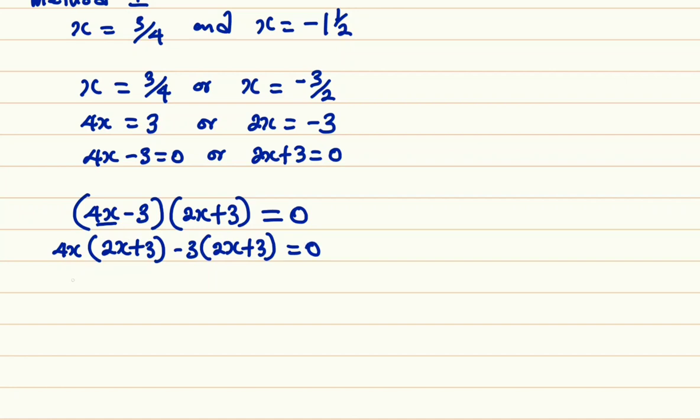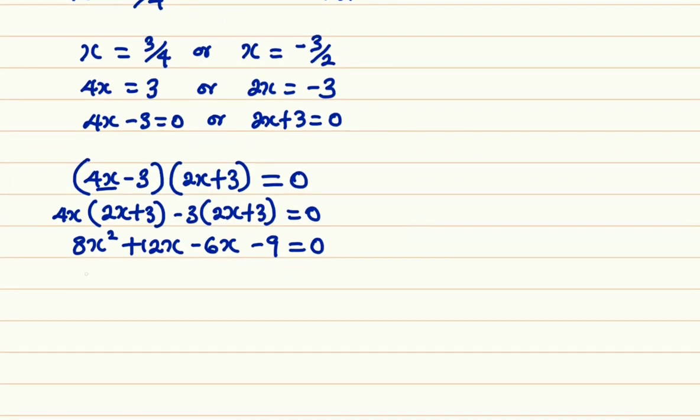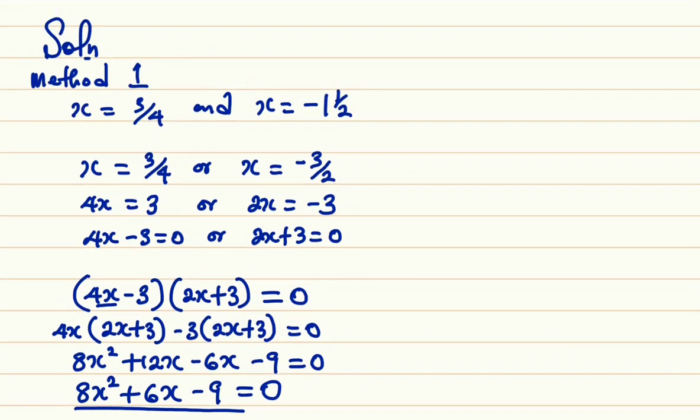Expanding further, multiplying it, we are going to have 8x squared plus 12x. Then minus 3 times 2x is minus 6x. Then minus 9 is equal to 0. Rearranging further, I'm going to have 8x squared plus 6x minus 9 equals 0. Now, this is the equation that we need to find. Okay, good.